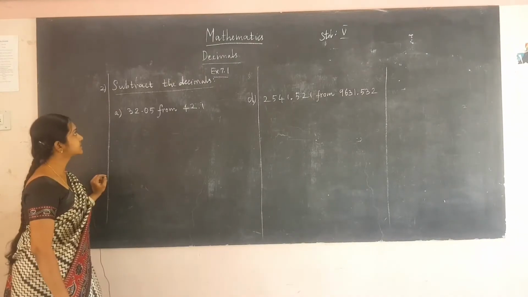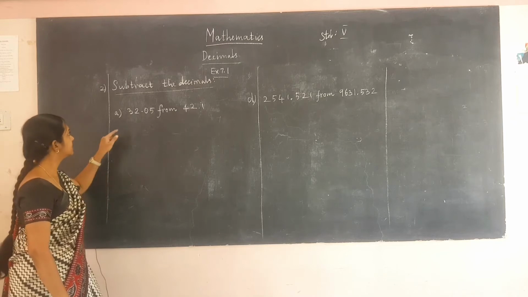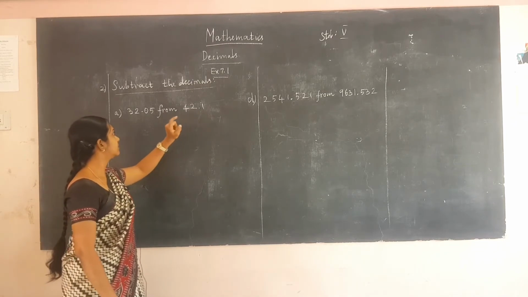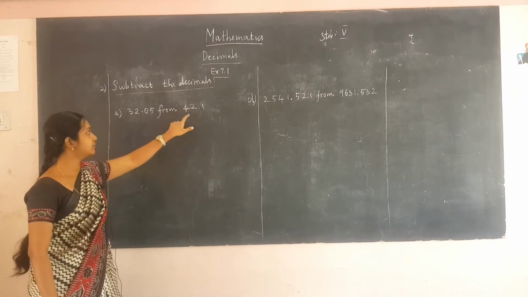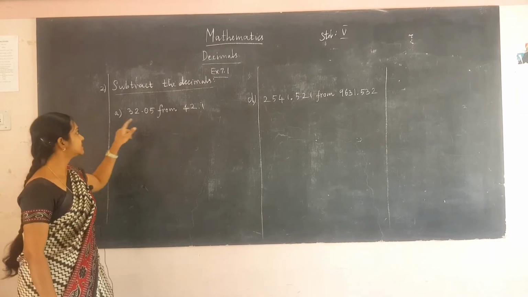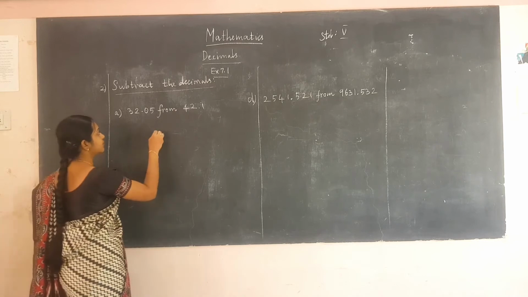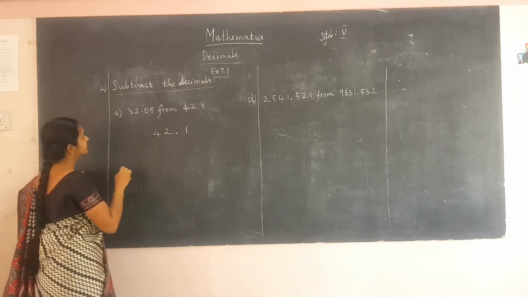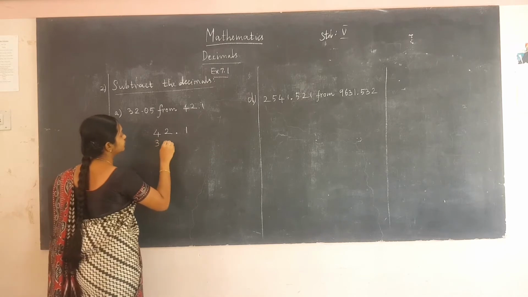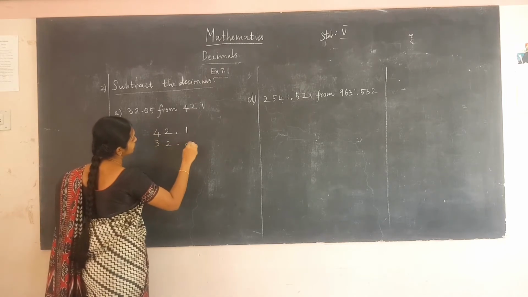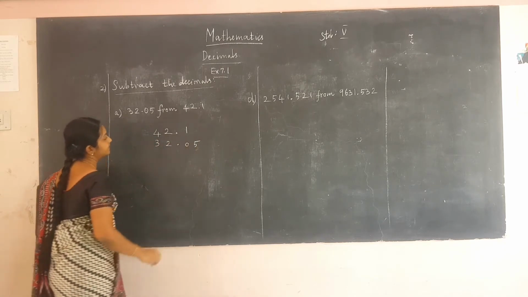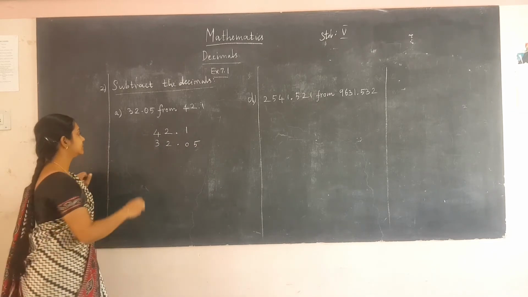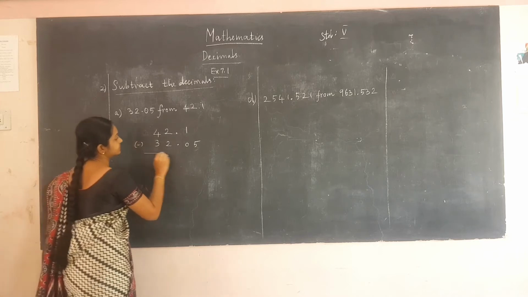The next question is subtract the decimals. 32.05 from 42.1. From means we have to write that number first and this number in the second. 42.1. Next 32.05. This is minuend and this is subtrahend. We have to start subtracting.